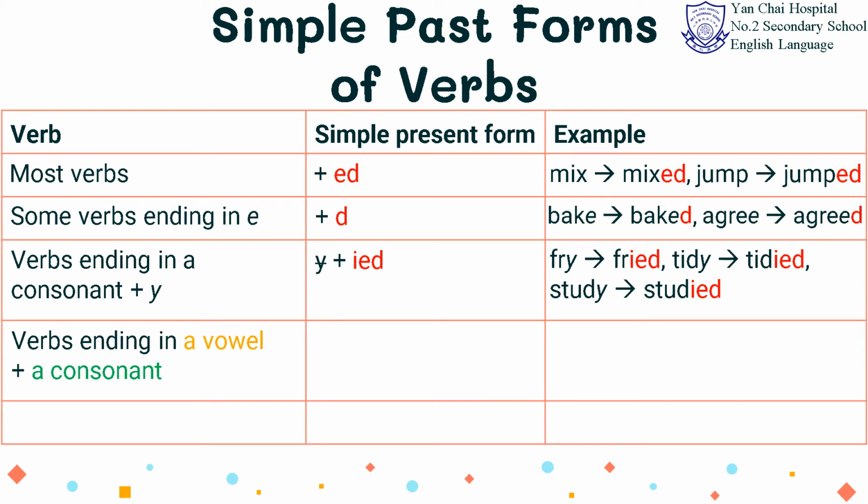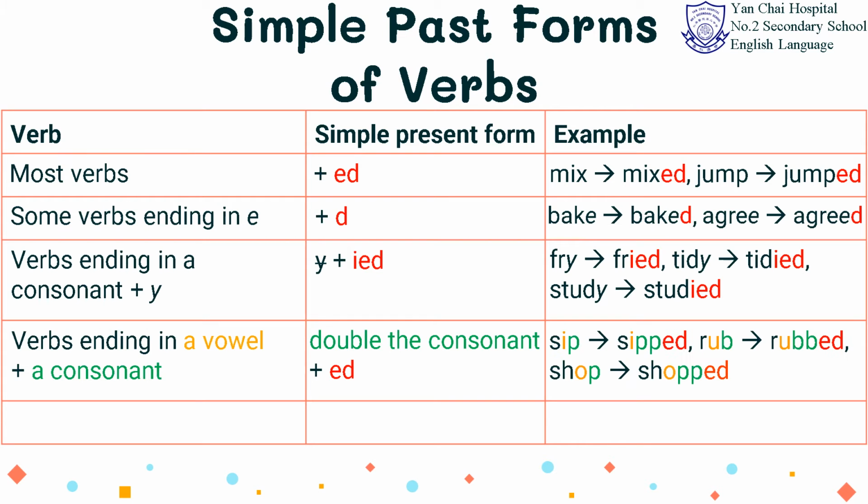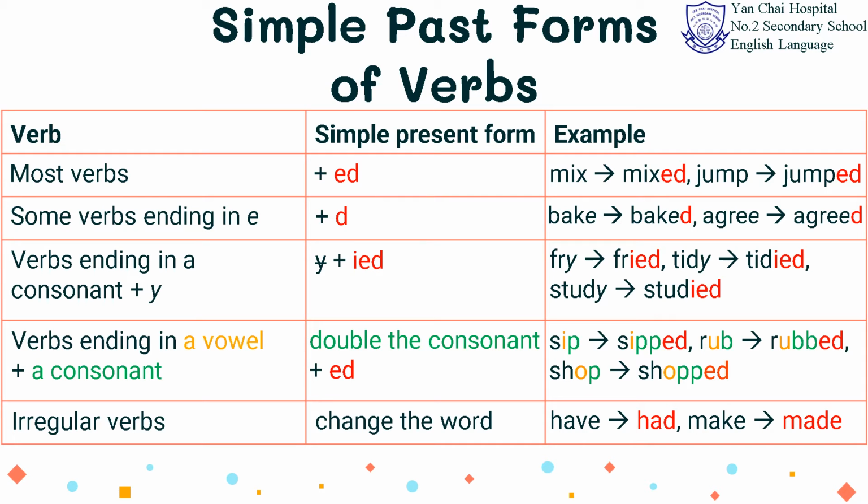For verbs ending in a vowel and a consonant, we need to double the consonant and add ed at the end of the verb. For example, sipped, rubbed, shot. For irregular verbs, we need to change the word. For example, have to had, make to made.